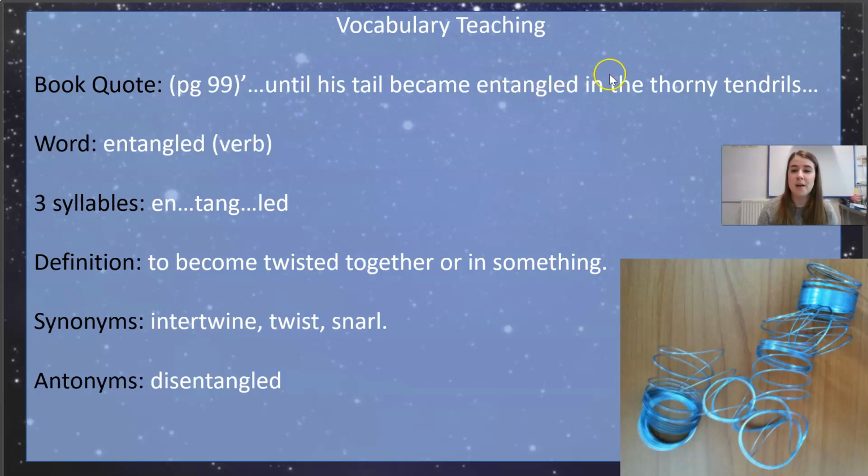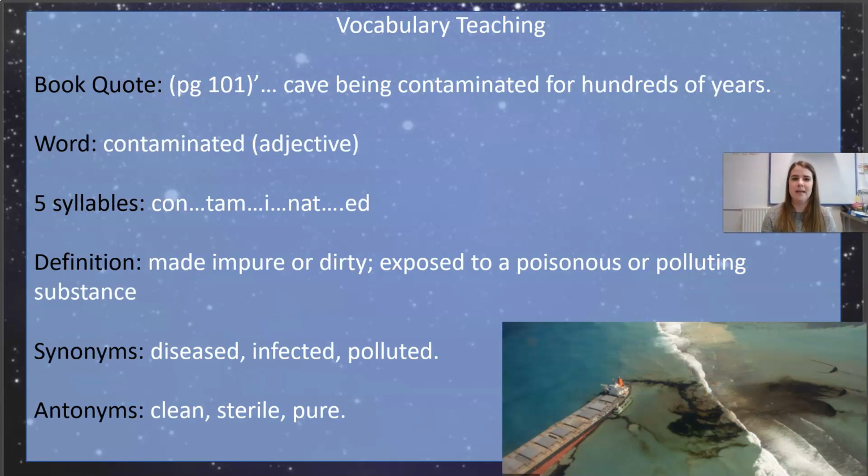So if you imagine his tail became entangled in the thorny tendrils, that means that his tail's become all twisted and stuck into something else. Now, the other word that we're going to be looking at here is contaminated. Now, contaminated is an adjective that's describing something. And the sentence we're looking at is the cave being contaminated for hundreds of years, okay?